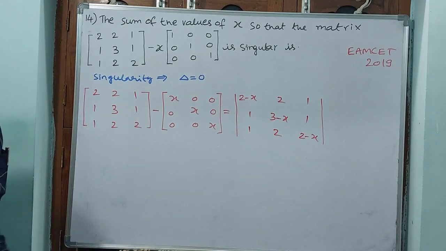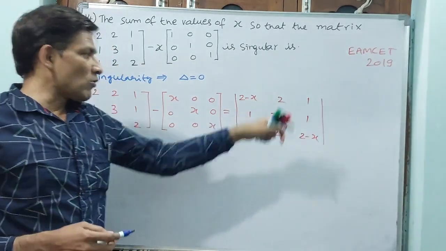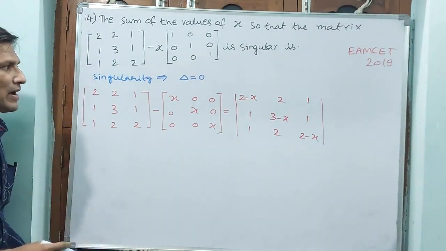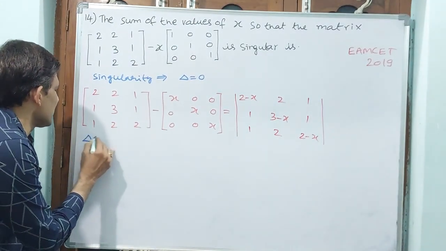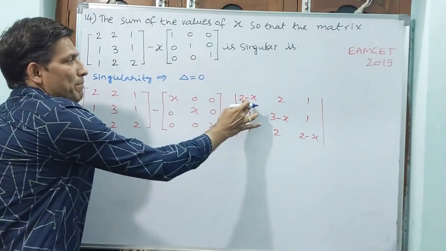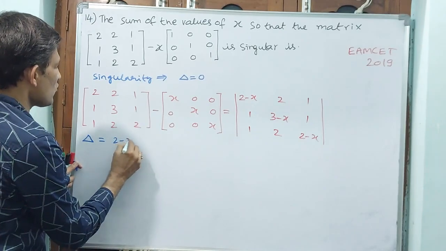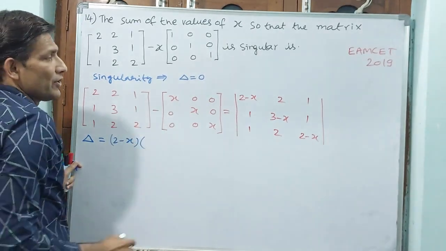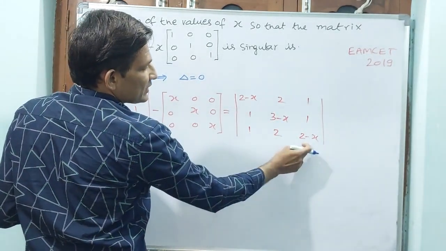Why? Because I want to make it as a singular matrix, singularity. Okay. See, now we have to find this value of this. You see how I am finding delta, determinant delta. See, plus 2 minus x into AD minus BC. See, 3 minus x into 2 minus x.